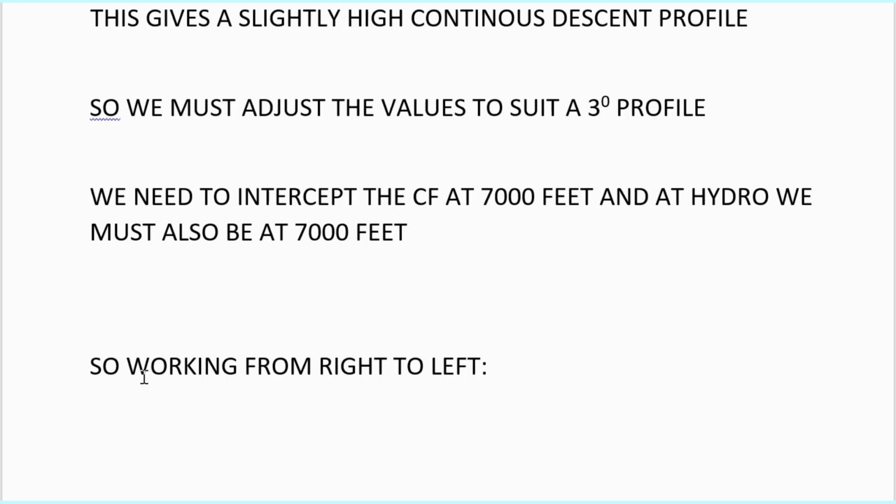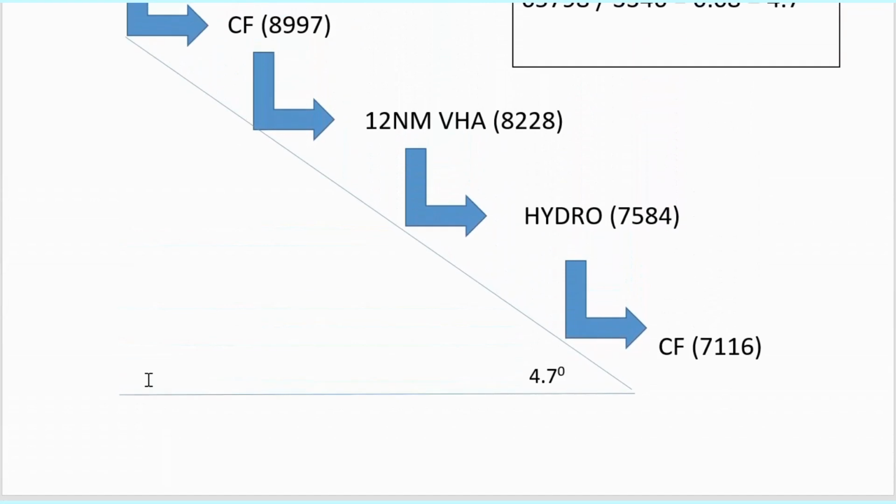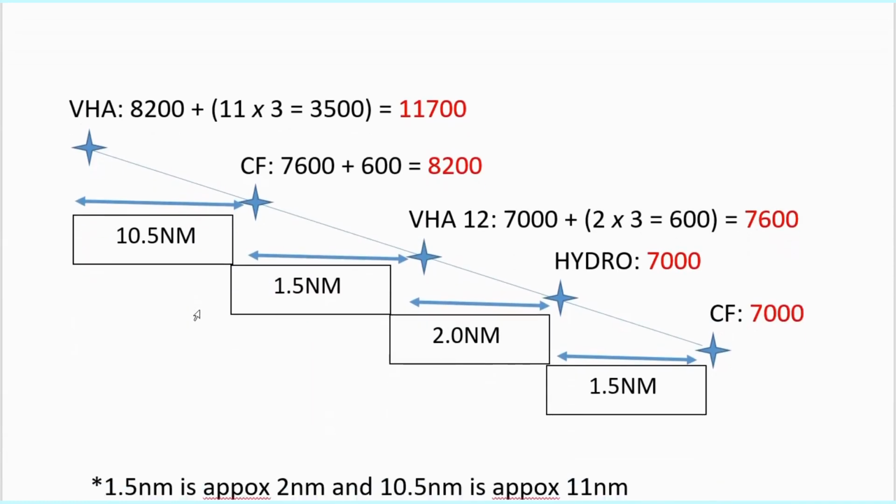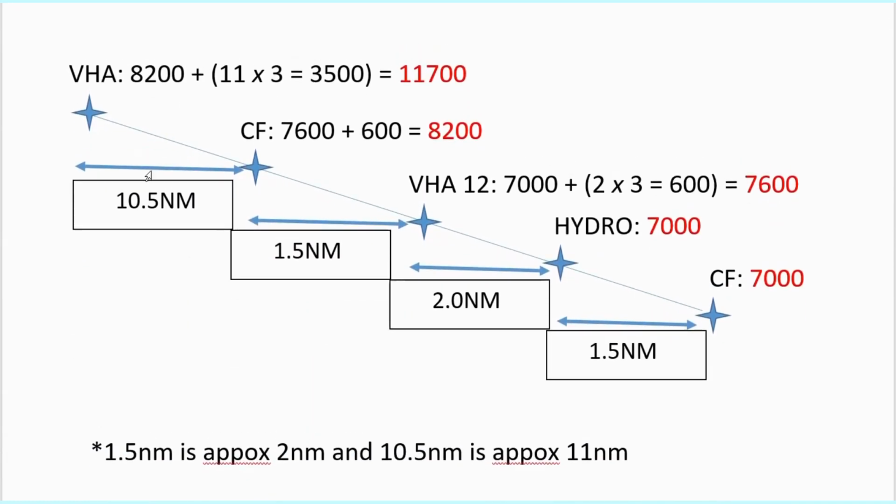So we're going to work from right to left, meaning we're going to start calculating from here. We have to be at 7,000, here we have to be 7,000 as well. So we're going to go all the way back using our 3-degree rule that we've been discussing, and the table will be also going back and forth to see what's happening. So I'm now going to draw the same profile, but now with a shallower 3-degree angle. Now at CF center fix, intercept point for the ILS for runway 05 in Harare, we have to intercept at 7,000 feet as per our approach plate, as you might recall. At hydro as well, we have to be at 7,000 feet.